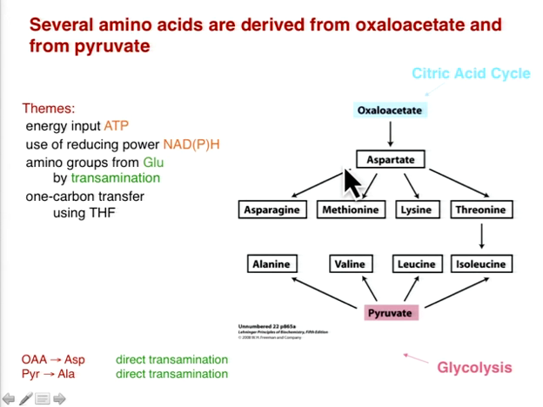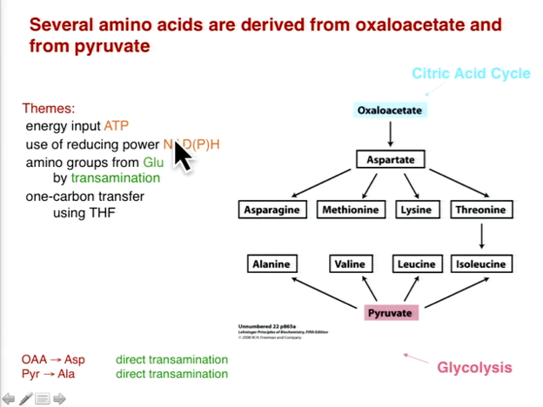Okay, so oxaloacetate. Now we're getting very distant. There's a lot of pathways underneath here. Oxaloacetate can be used to make aspartate, which then is fed into a synthesis of these four amino acids. Pyruvate can be used to make these amino acids. In general, the pathways that synthesize these amino acids require ATP, NADPH, and transamination reactions to put the amino group on. Many of them involve carbon group transfers on our carbon group transfer molecule.